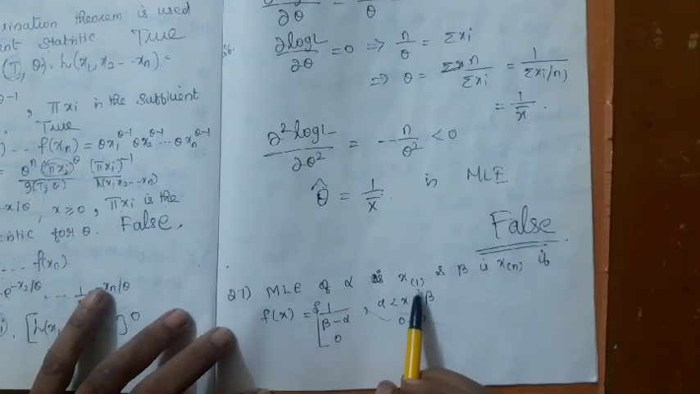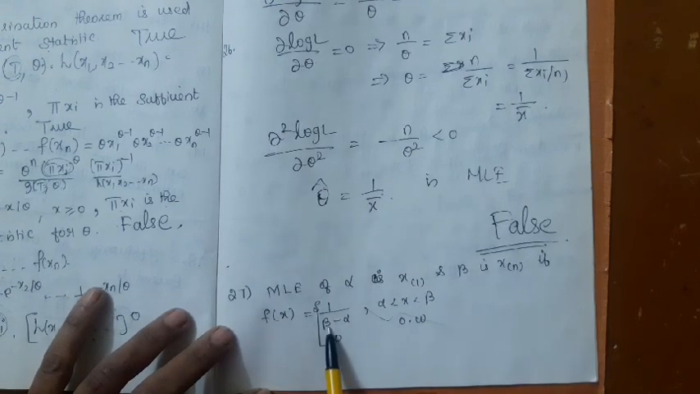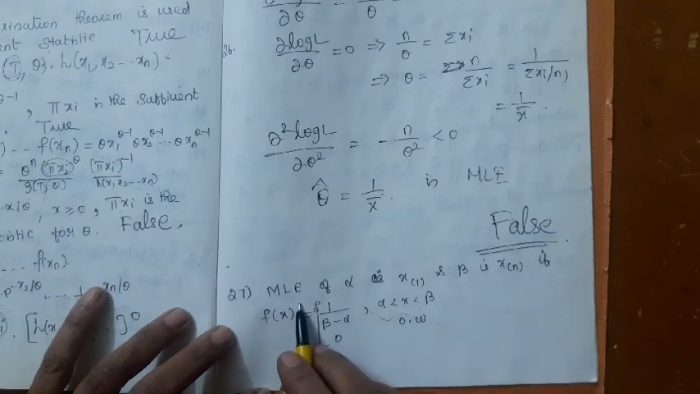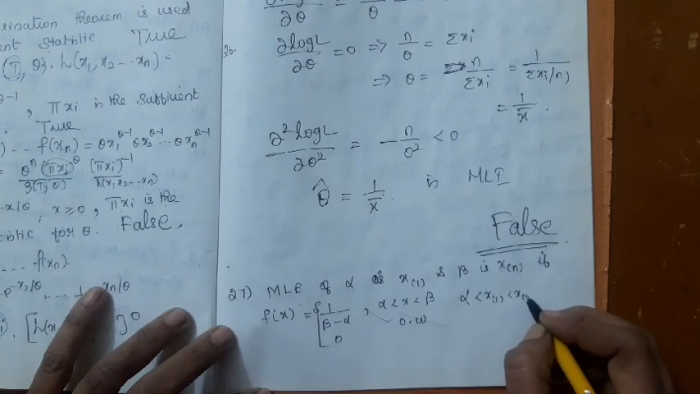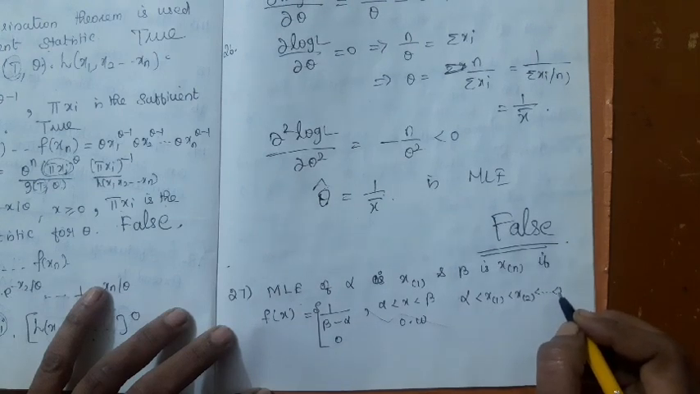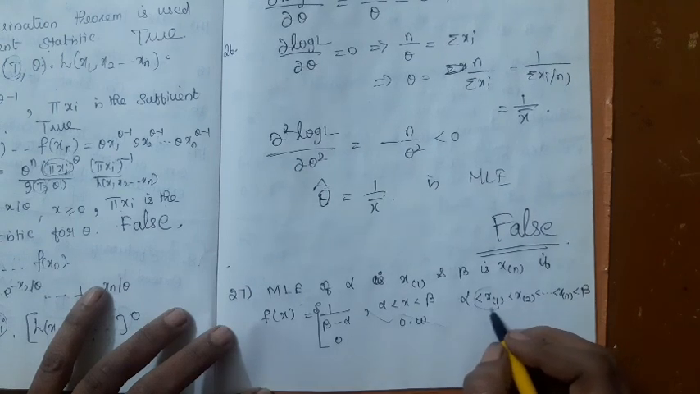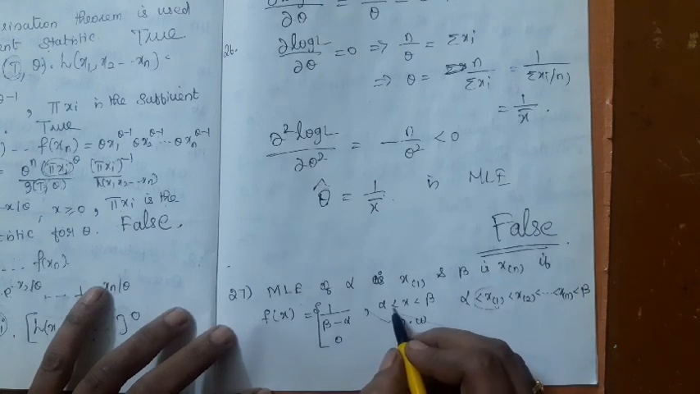See, MLE of alpha is x1 and beta is the nth order statistic, if f of x is 1 by beta minus alpha when x is between alpha and beta. X lies between alpha and beta. To find the MLE here, the fact we should understand is the order statistic. The order statistic which is very close to alpha is x1, so it contains maximum information about this parameter alpha. This is a particular distribution in which the interval contains the parameter.